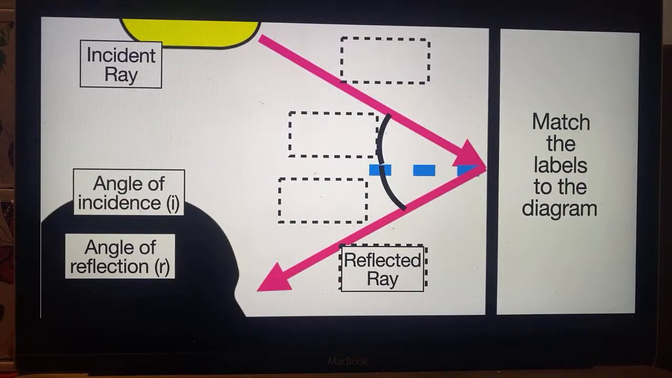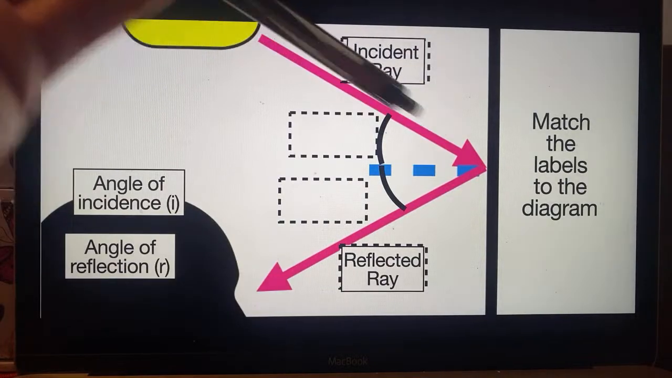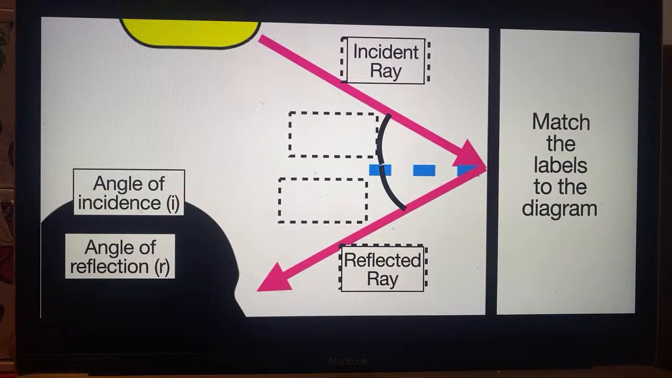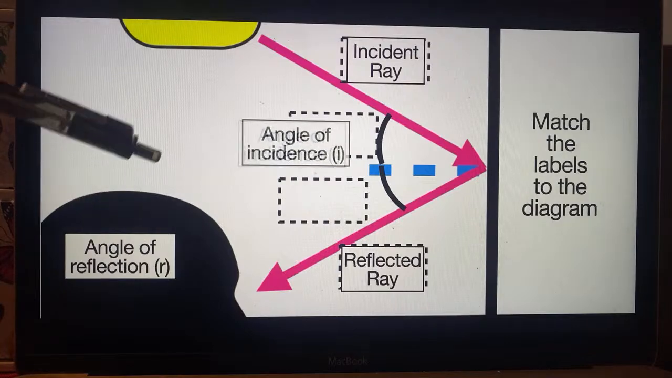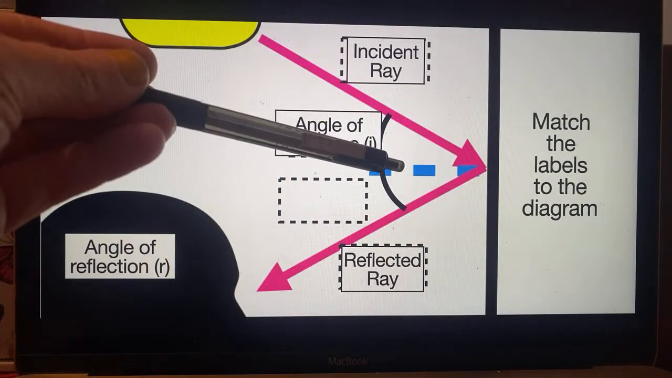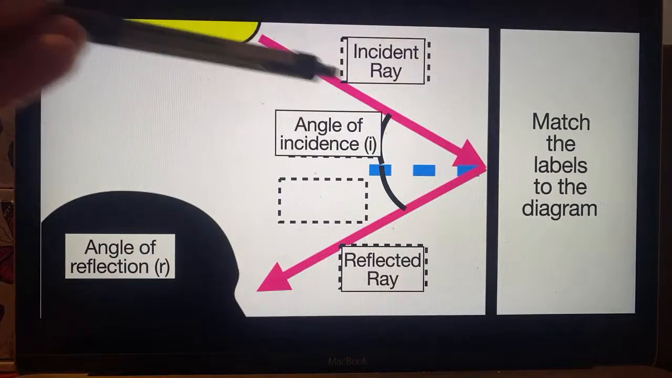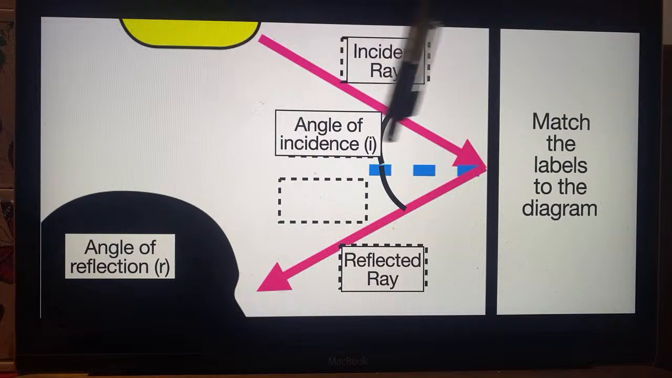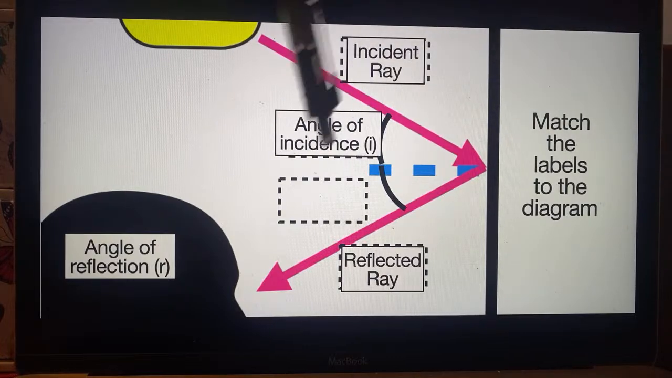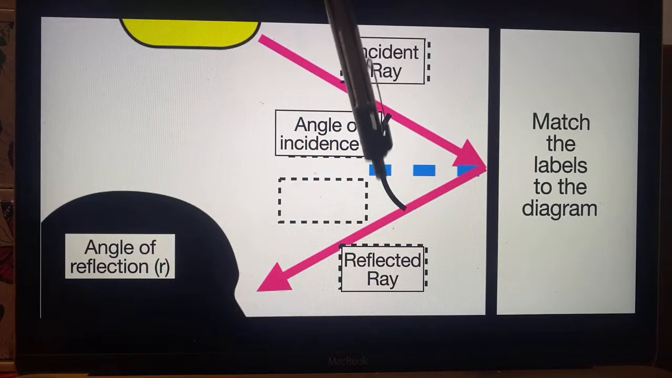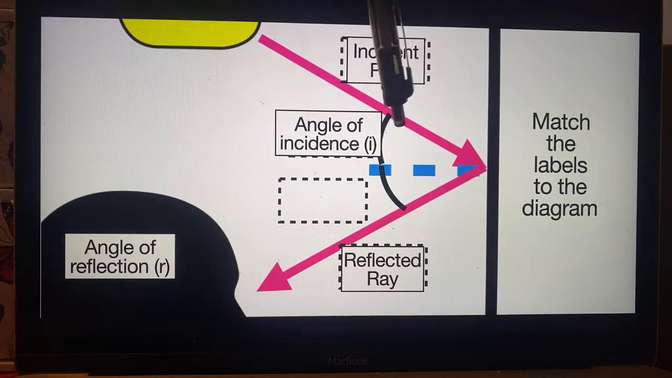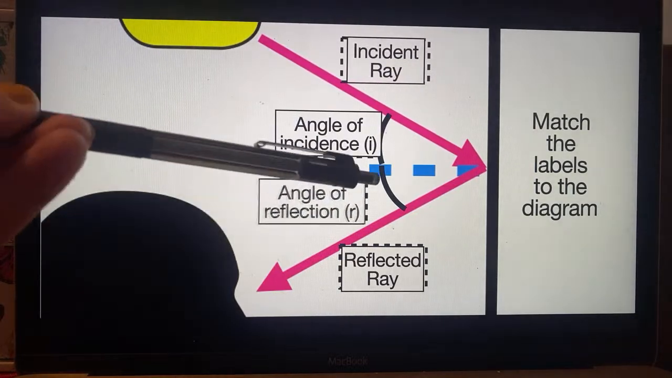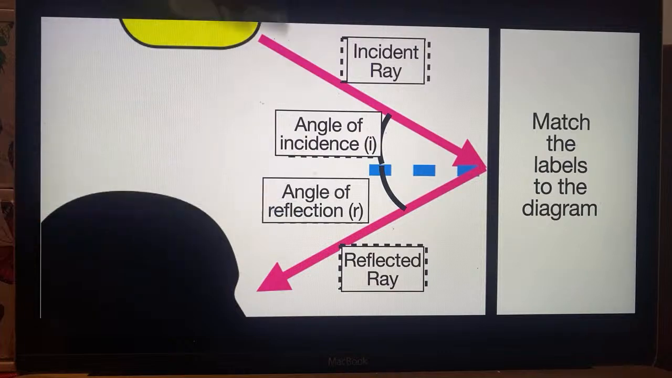So therefore the incident ray is going to be the ray shining onto the mirror, the ray shining off the object. Last week we said the angle of incidence is the angle between the normal and the incident ray. The normal, you remember, is this dotted line that we draw at right angles to the mirror, and it's there to show the angle of incidence. So the angle between the normal and the incident ray is the angle of incidence, and the angle between the normal and the reflected ray is the angle of reflection.